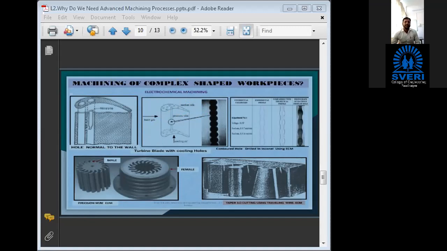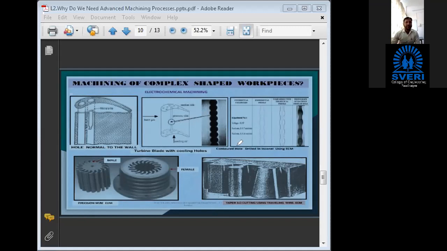Now, in the present day design of our turbine blades, the cooling holes are not recommended to be straight. The holes in the turbine blades are not straight; they are tapered holes or inclined holes. That means complex in nature, so that is not possible using any conventional machining process. You have to go for the non-conventional or advanced machining process. Getting it?